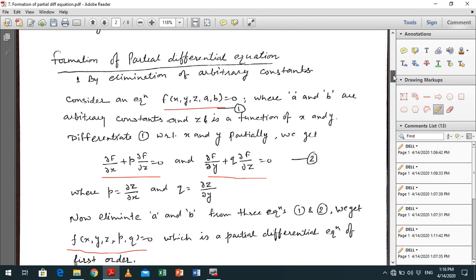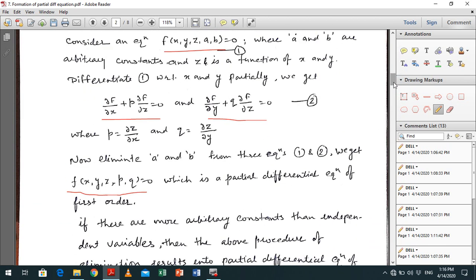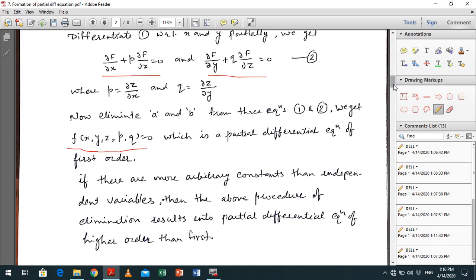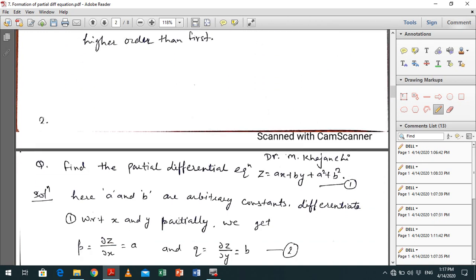This resultant equation will be a first order partial differential equation. And if in equation 1 the number of arbitrary constants, which are a, b here, is more than the number of independent variables, then the above procedure of elimination results in a partial differential equation of higher order than first.